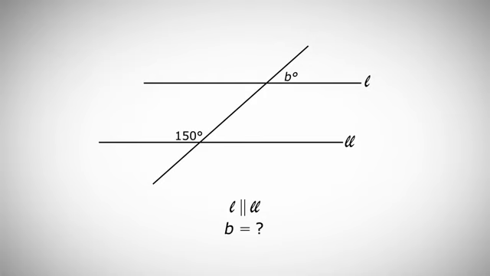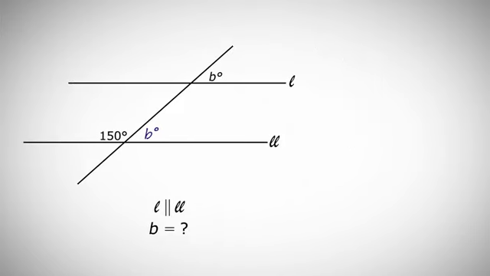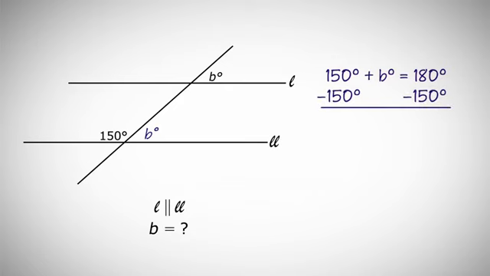Because the intersecting line creates two sets of equivalent angles, angle B is the same angle as the angle that is adjacent to 150 degrees. Knowing that, we know that 150 degrees plus angle B must add up to 180. So in order to solve for B, we need to subtract 150 from 180, giving us a value of 30 degrees for B. Now let's take a look at example 5.